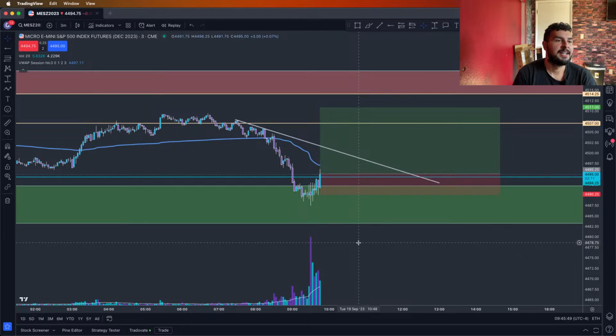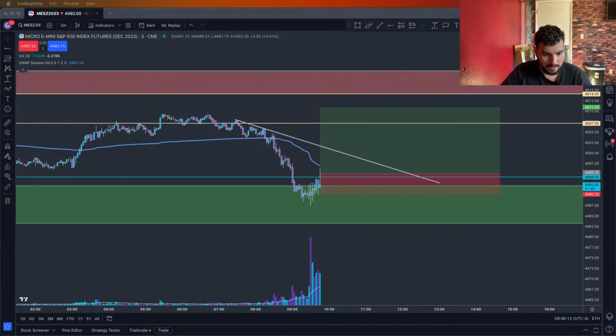Still seeing that rejection there. We couldn't close above that level. We see some sellers stepping in. Some big orders so far. Let me show you guys the book map.